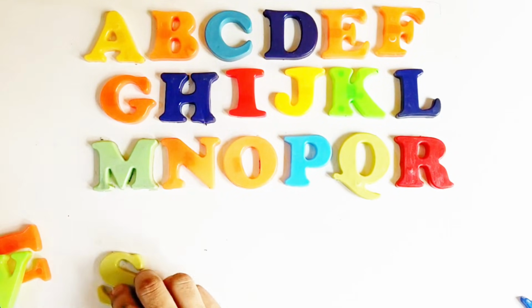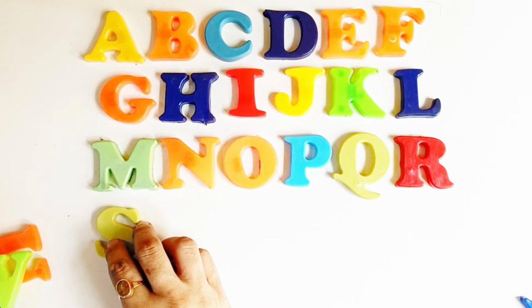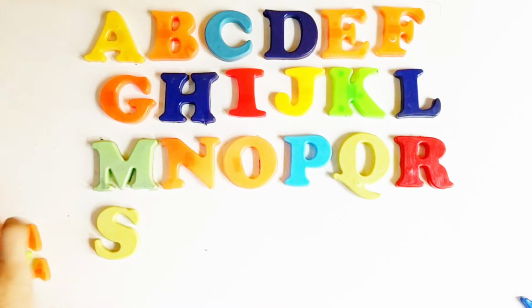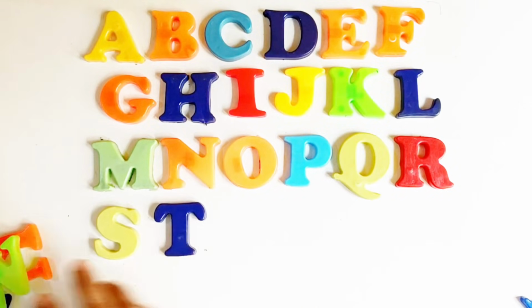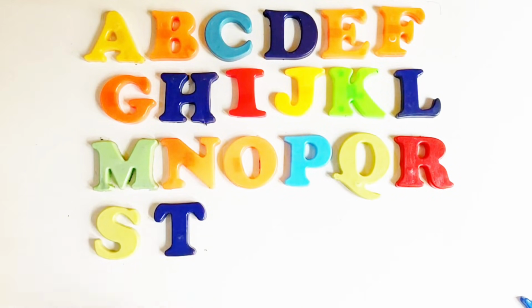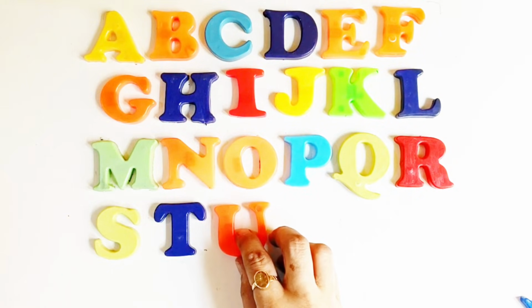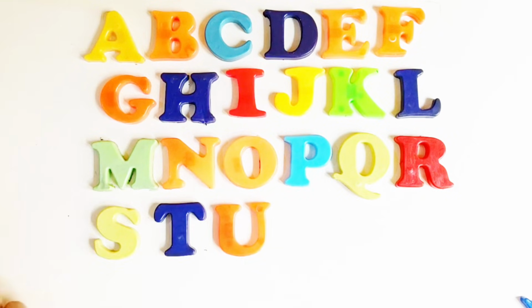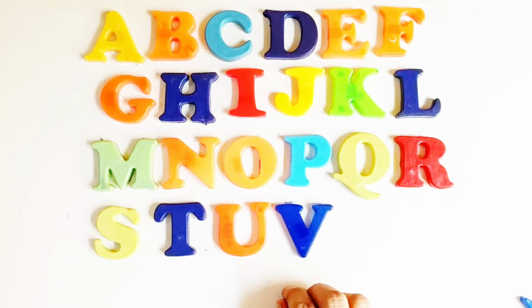This is S. S for sky. This is T. T for tree. This is U. U for uniform. This letter is V. V for van.